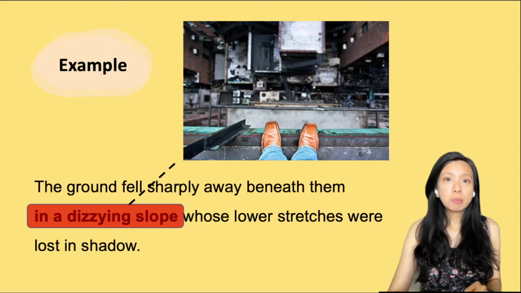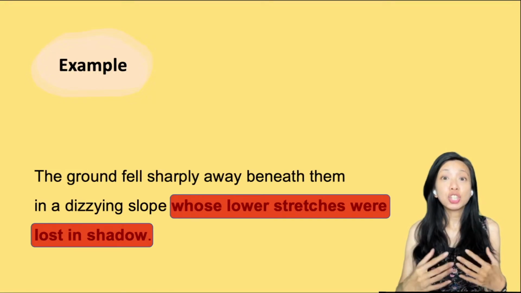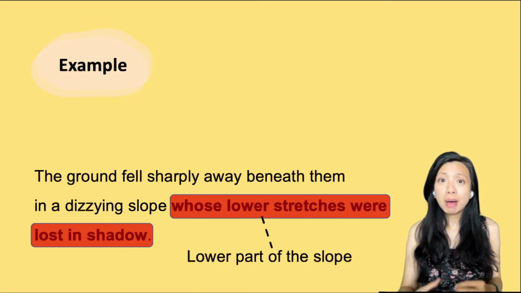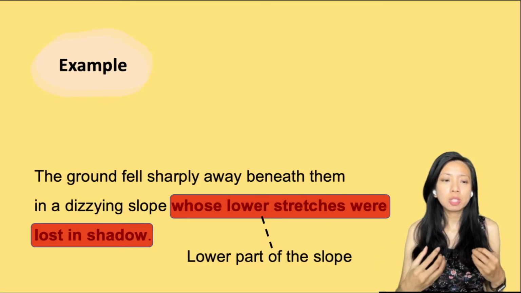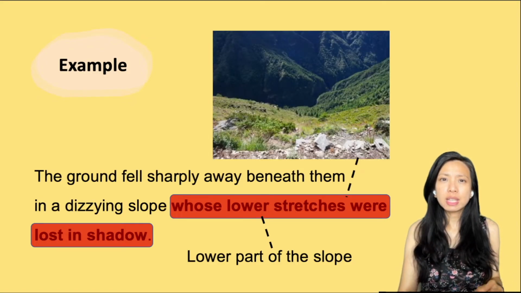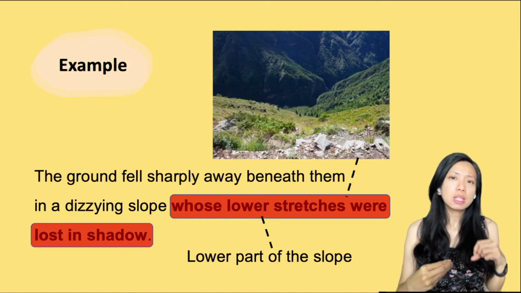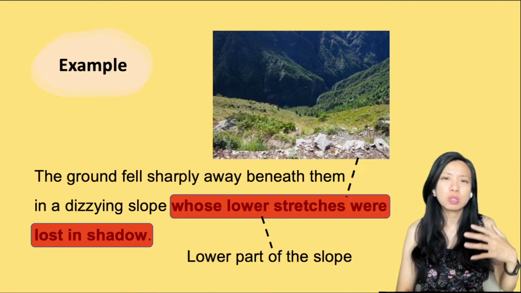Alright, let's look at the third part of the sentence, which is, whose lower stretches were lost in shadow. Definitely our clue comes from the word lower, so this probably refers to the lower part of the slope. And so it tells us that the lower part of the slope is kind of lost in shadow, meaning that we cannot see. It's all full of shadows. It's probably really, really dark. Like you can see in this picture here, where you cannot see exactly what's below because it's too dark. And again, putting together the information from what we gathered previously, it is somewhere that's really, really high up, very steep, and that's why the bottom parts are places that we can't actually see anything. It's too dark already because we are too high up.